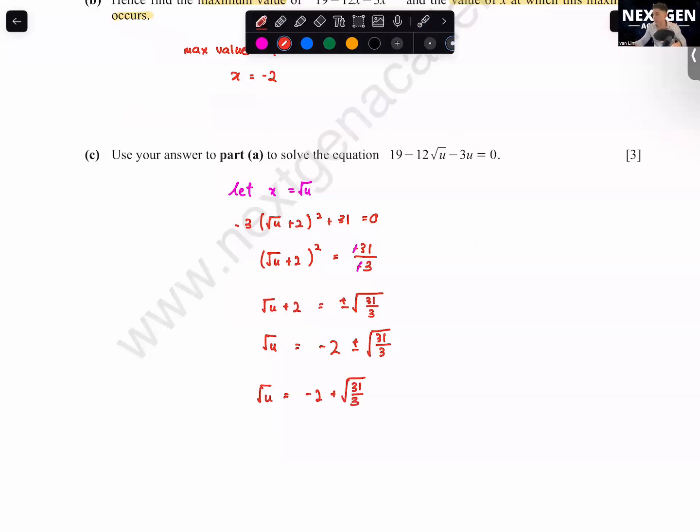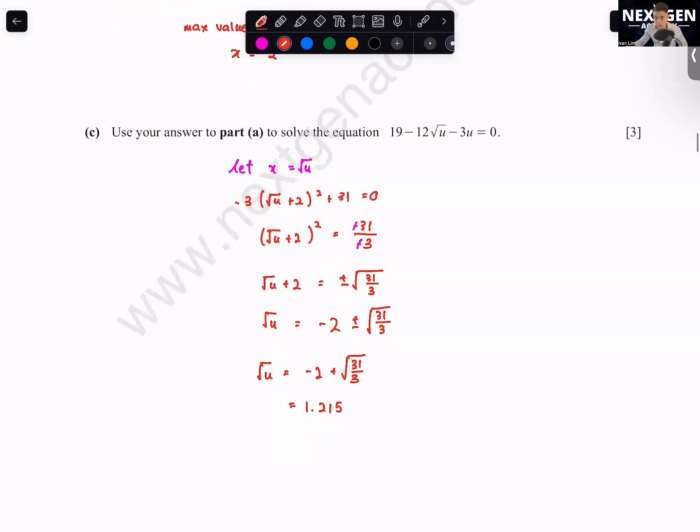Type this in the calculator. You'll get 1.215. Now try to put the other value inside: negative 2 minus square root of 31 over 3. Go and square that value. Maybe I'll just give you all the full working. You're going to do the negative 2 minus square root of 31 over 3. What do you get for this one here? Negative 5.215, right? Negative 5.215.